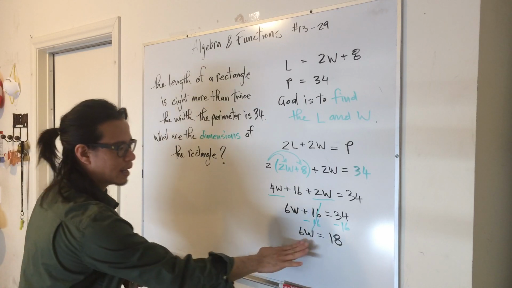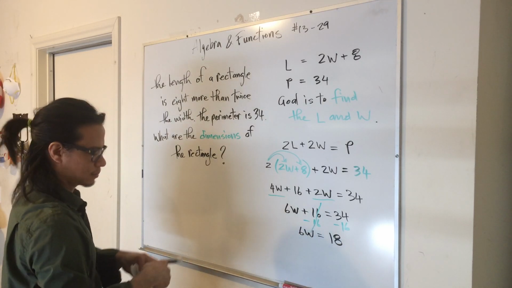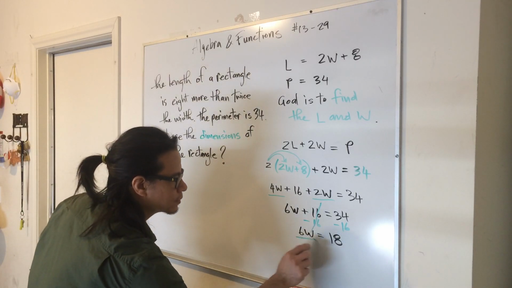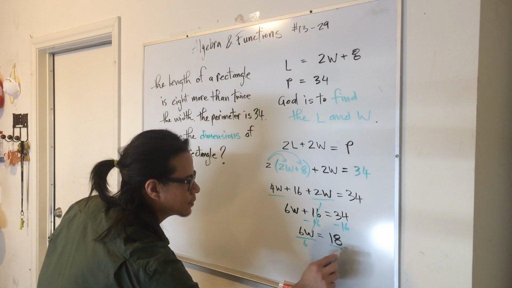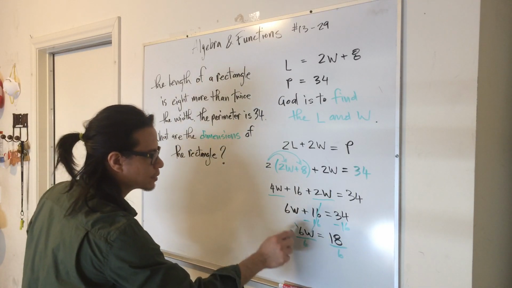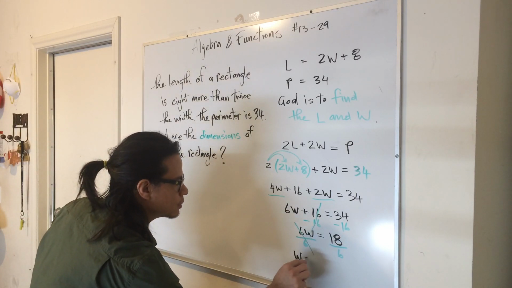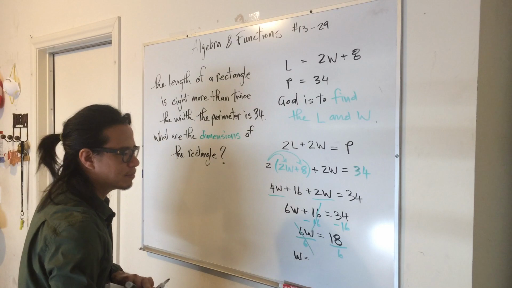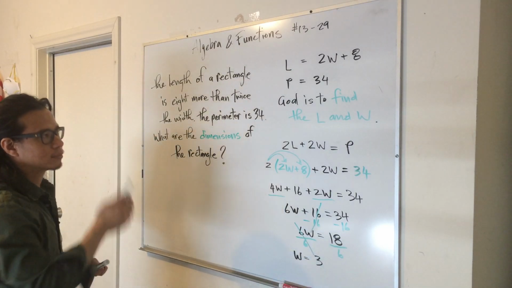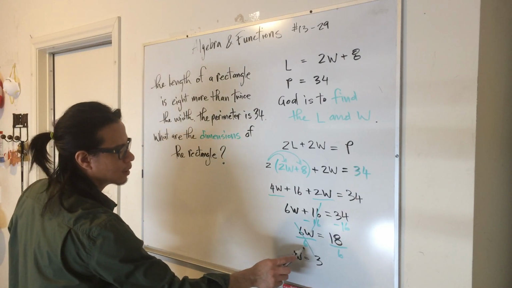Okay, ask yourself, what's the opposite of W times 6? So the opposite of times 6 is divide by 6 on both sides. The 6 cancels out. What's left is W is equal to 18 divided by 6. Our width is 3. Okay, our width is 3.